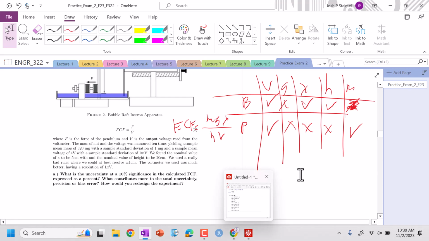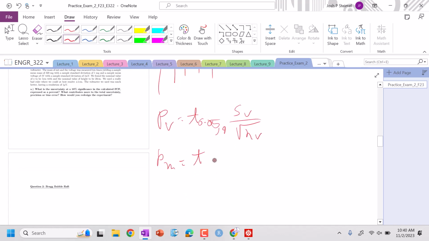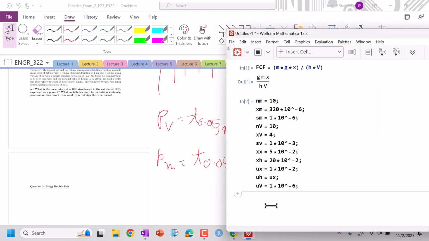So let's go ahead and define. We have precision in voltage, which is just going to equal T of 0.05 because we're at 10% significance, and we're going to do S of voltage over square root of N voltage. And we'll also have precision in the mass, which is going to be T, and then the degrees of freedom is going to be 9 because we have 10 measurements, so T.05 and 9, S of M over square root of N M.